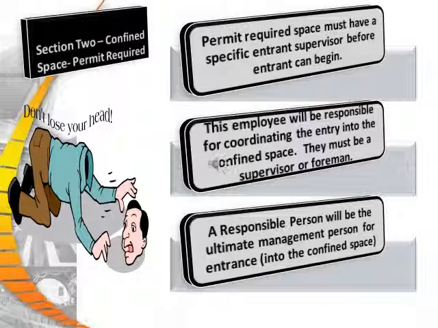A permit required space must have a specific entry supervisor before an entrant can enter. This employee will be responsible for coordinating entry into the confined space. They must be a supervisor or foreman. The responsible person will be the ultimate management person for the entrance into the confined space.